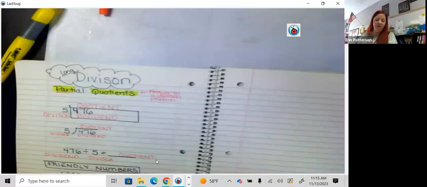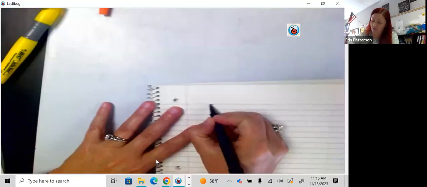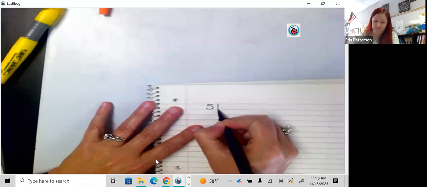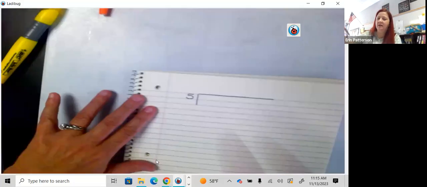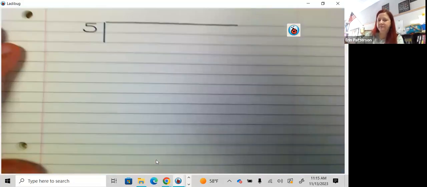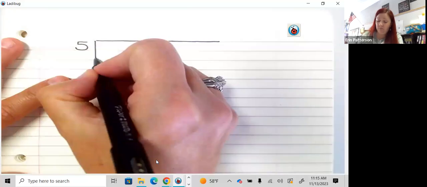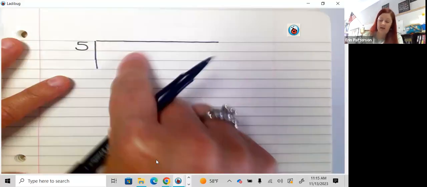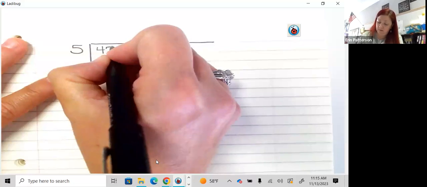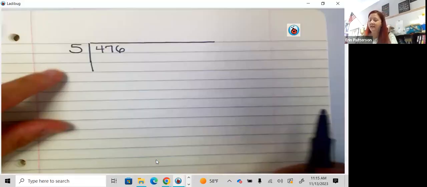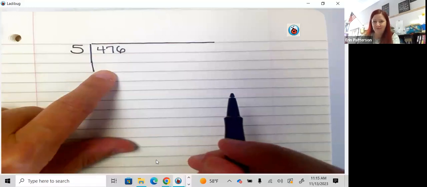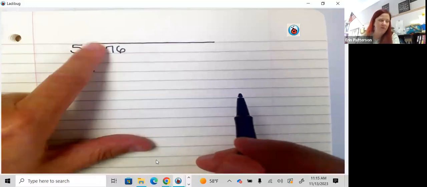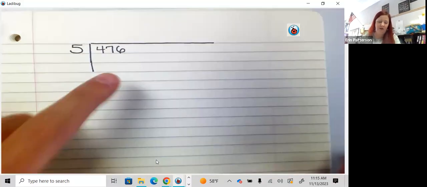All right, now we are going to practice that problem that we just wrote down: 476 divided by 5. And we're going to use the area model. Notice when I draw it now, I leave it open because I don't know how much space I'm going to need. I know I'm going to need at least 3 down because I'm going to be subtracting and having some left every time. I don't know how far across I need to go.